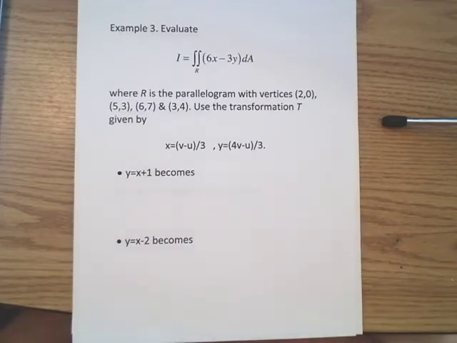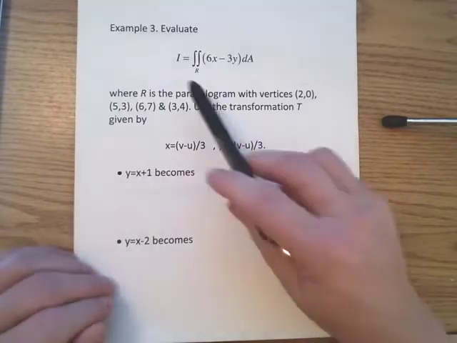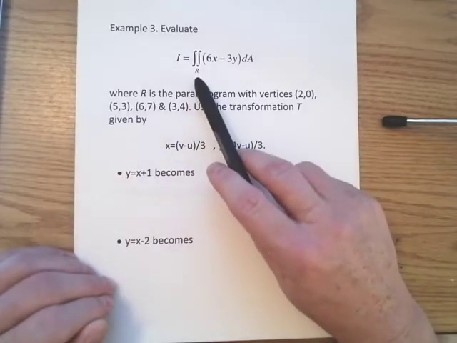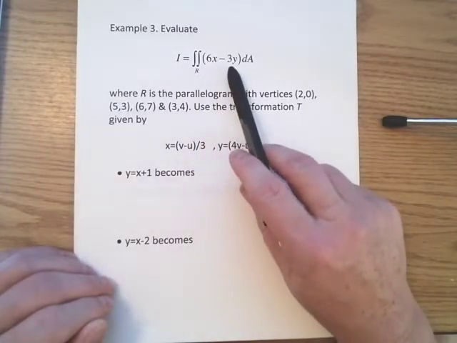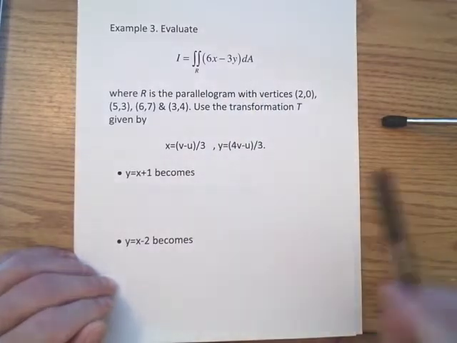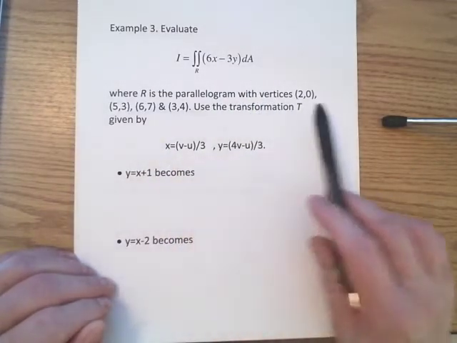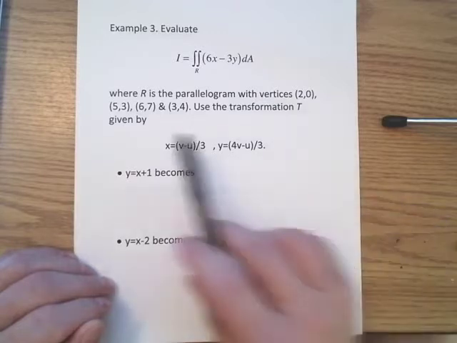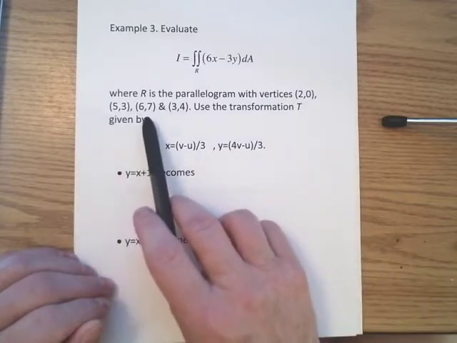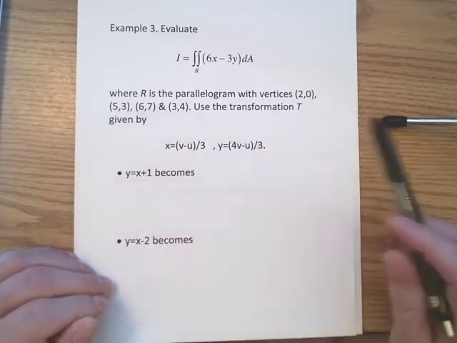Okay, let's do another example of using Jacobians to transform a double integral. I'll call this example 3. Evaluate the following: I equals the double integral over R of 6x minus 3y dA, where R is the parallelogram with the vertices (2, 0), (5, 3), (6, 7), and (3, 4).